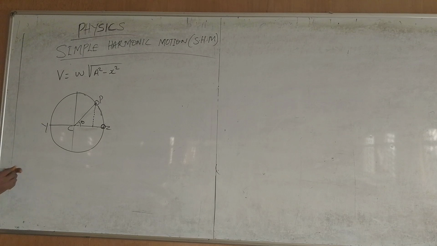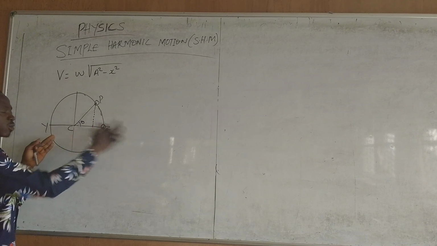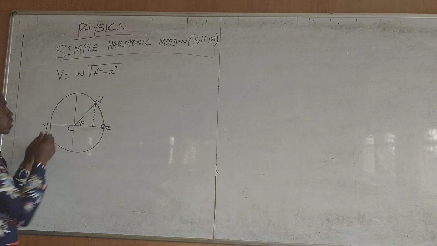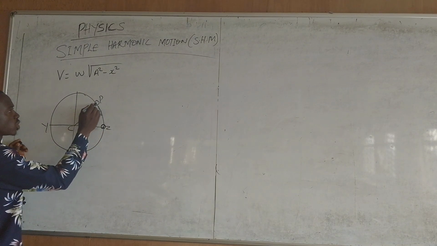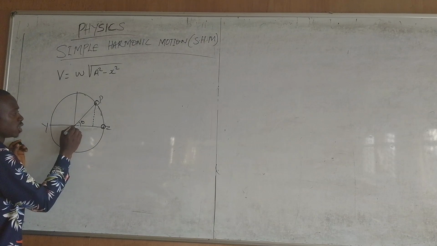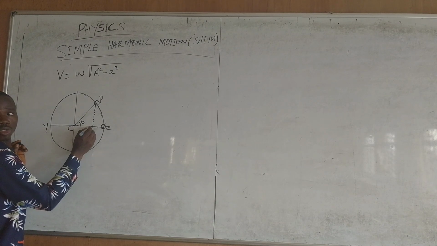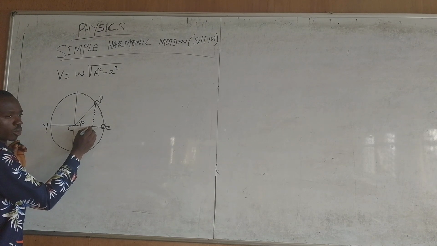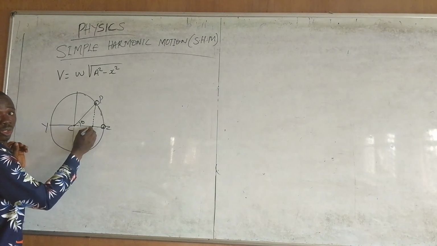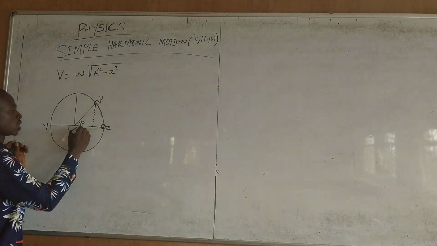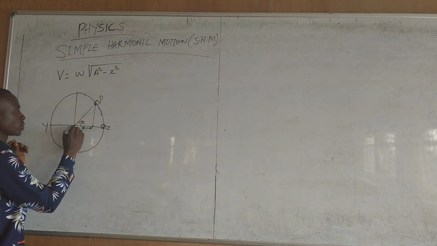Now, I said we want to consider our displacement horizontally. Who can tell us the horizontal displacement from the center? From here to here, isn't it? Is this one up to the amplitude now? It's no longer up to the amplitude. So we call this one x. Just call it x.